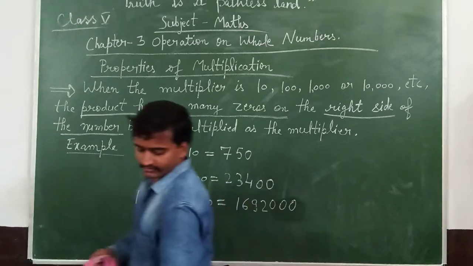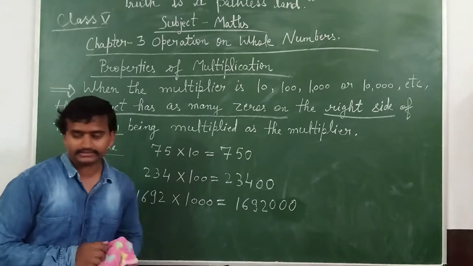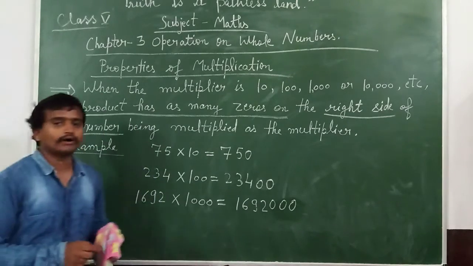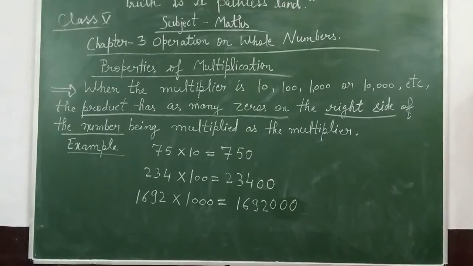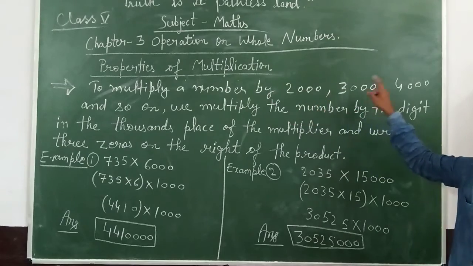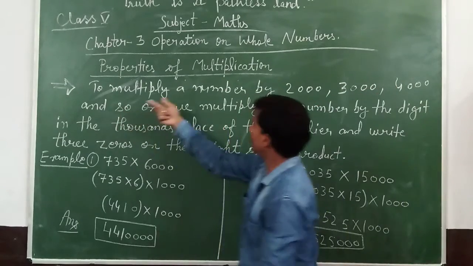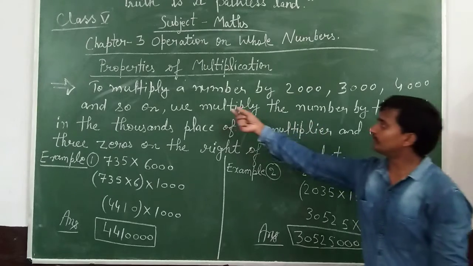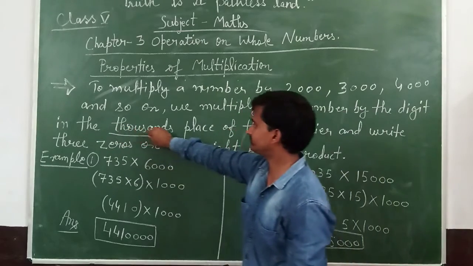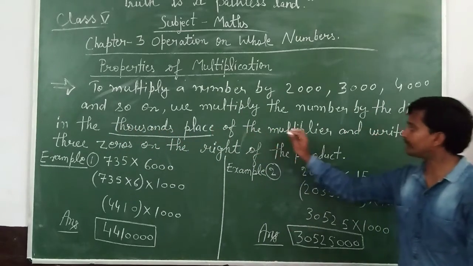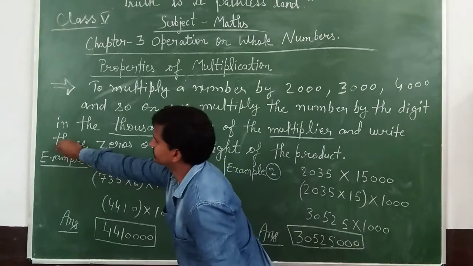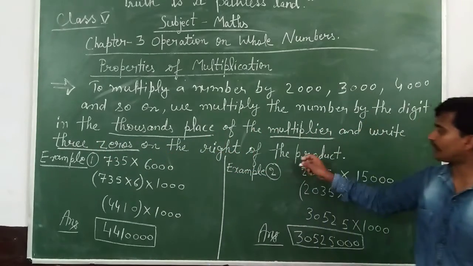In the next property, we will study how to multiply numbers by 2000, 3000 or 4000. The next property is to multiply a number by 2000, 3000, 4000 and so on. In this condition, we multiply the number by the digit in the thousand place of the multiplier and write 3 zeros on the right of the product.